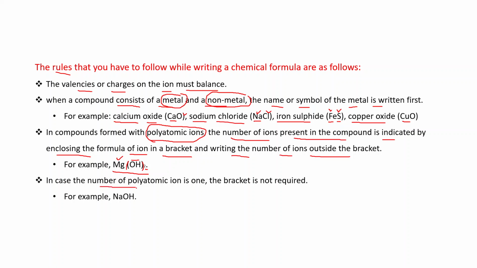In case the number of polyatomic ions is 1, the bracket is not required. For example, NaOH. In this case, OH is a polyatomic ion, but it comes only once. That's why we write NaOH. Don't write it like Na and then O and H separately. Okay, don't write like this. This is wrong. Only write NaOH. Clear?